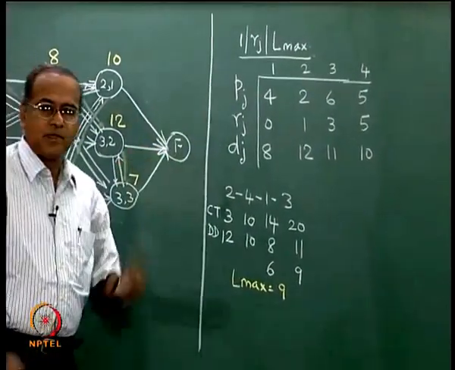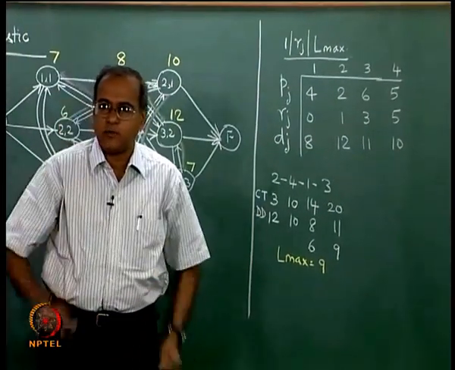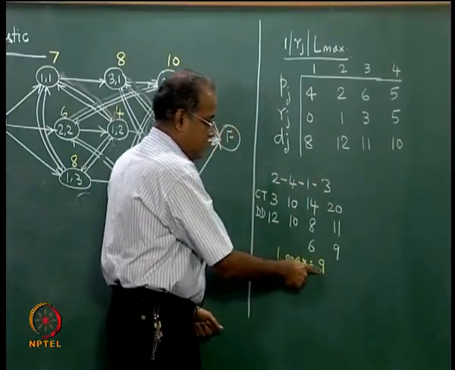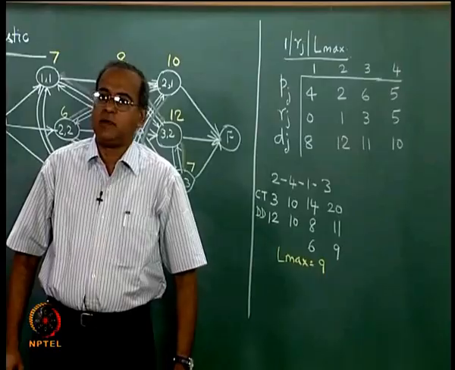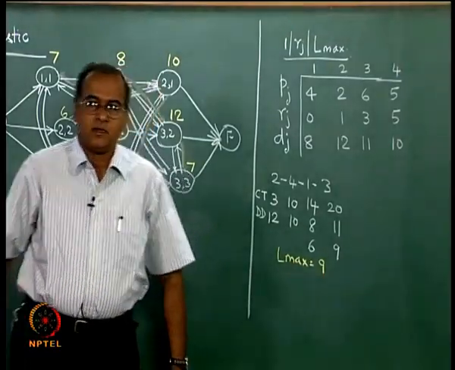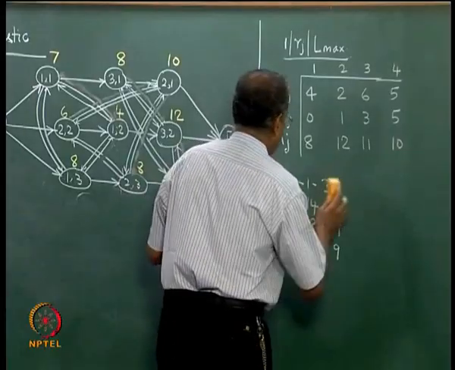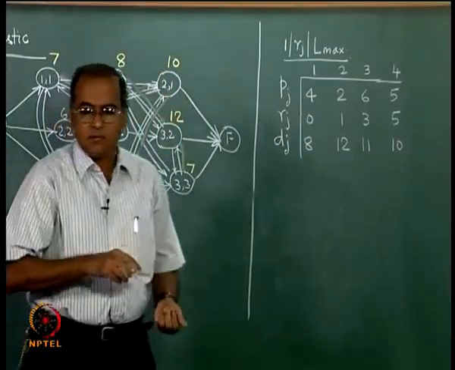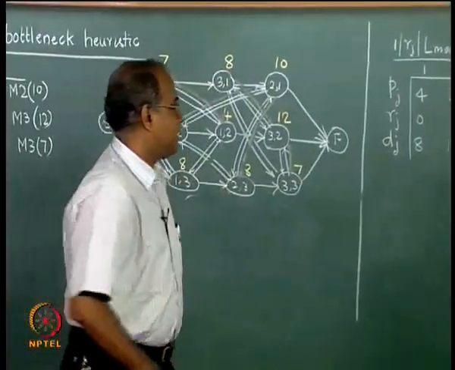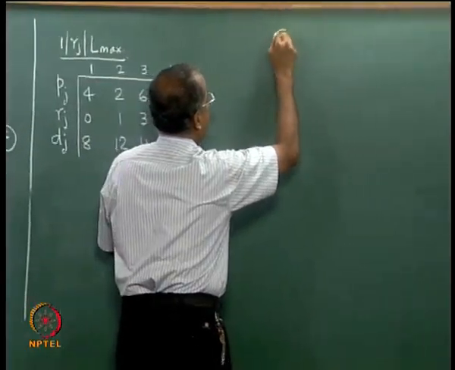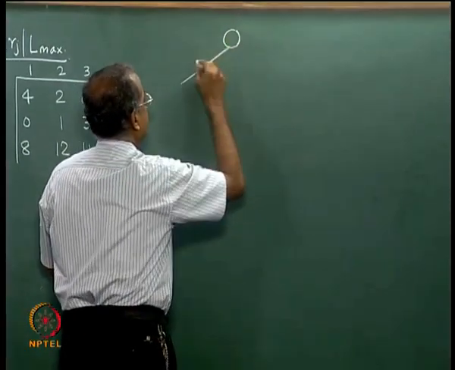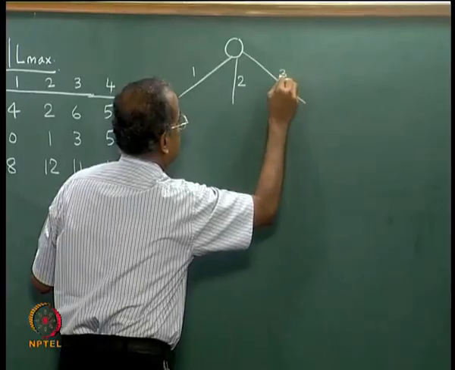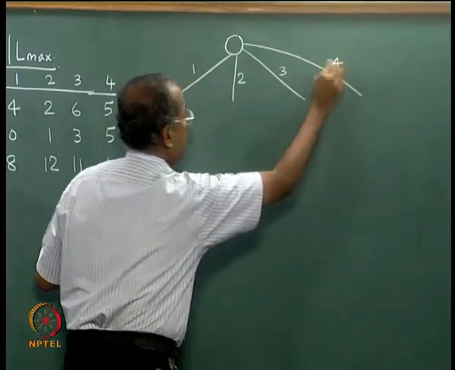There are 4 jobs. In the worst case, you can have 4 factorial sequences. So, L max associated with the sequence 2, 4, 1, 3 is 9. What is the sequence that minimizes L max is the problem. So, now let us look at this problem and then go back and see what we do. Let us apply a branch and bound algorithm to do that. Let us start here with a starting tree, and then let us say that job 1 is the first job, job 2 is the first job, job 3 as first job and job 4 as first job.